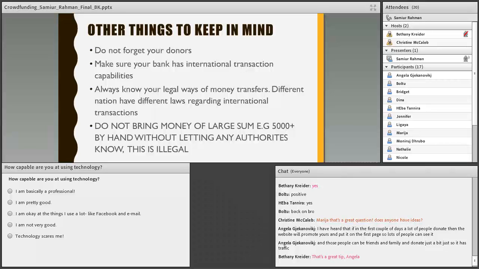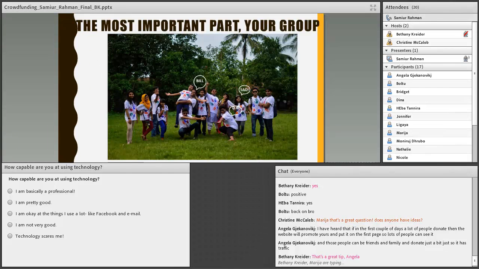The way we brought the money was by international transaction, and we gave the bank some proof of what the money was for, and there was no problem at all. We showed them our legal proof, and that's how there was no problem. Avoid bringing your money by hand, but if you have to, make sure you know how to bring it, and make sure your country allows it.